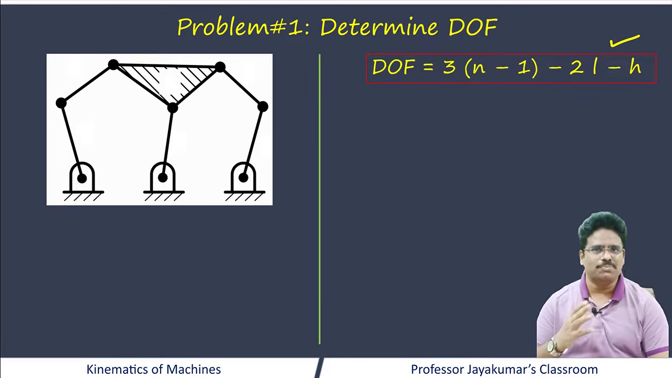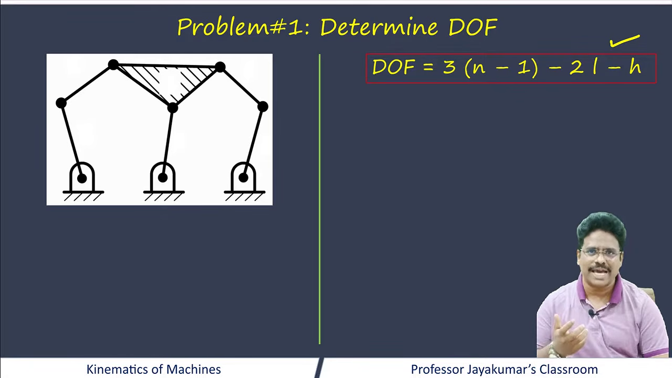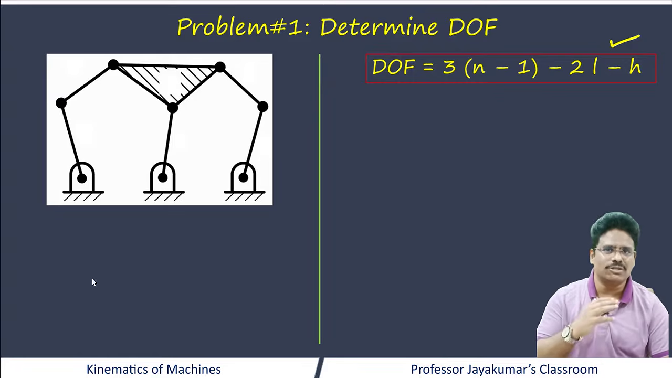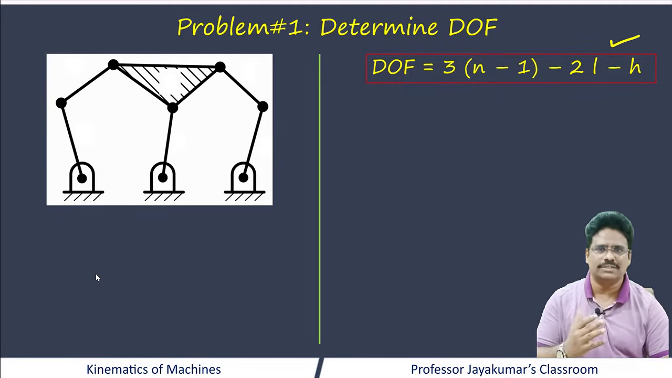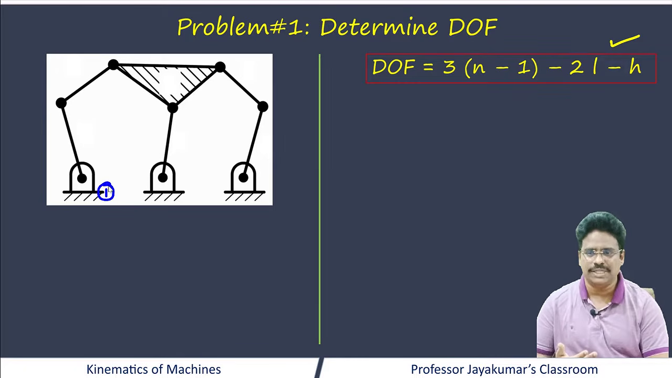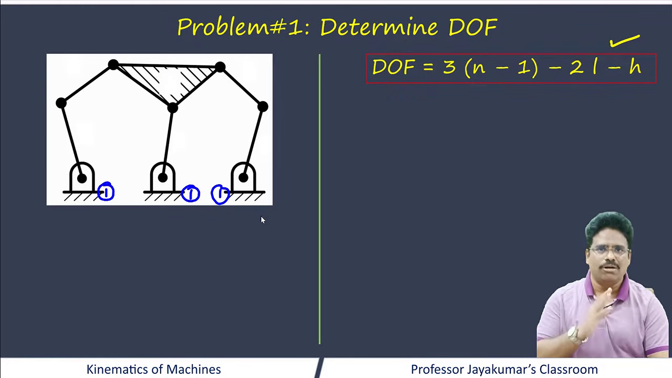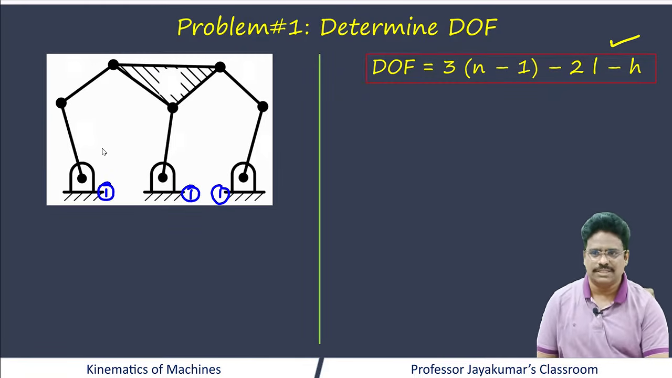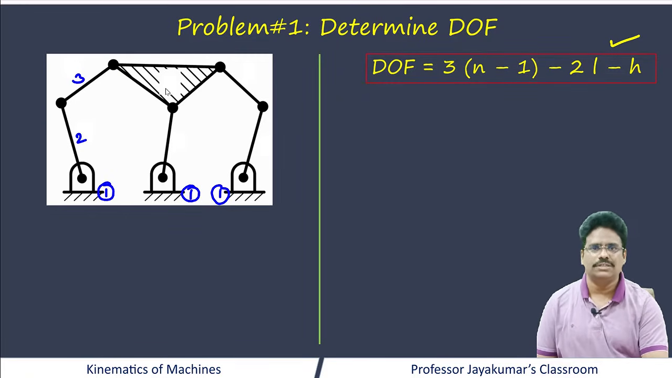Right. Before solving the problem, first we have to know the number of links that mechanism has. So let us name them. The thumb rule is let us start the numbering from the fixed link. Here, fixed link is indicated in 3 places. All of them should be number 1. They are not different links. All fixed links should be numbered 1, right? Yes. Now we can call this is link 2, link 3.